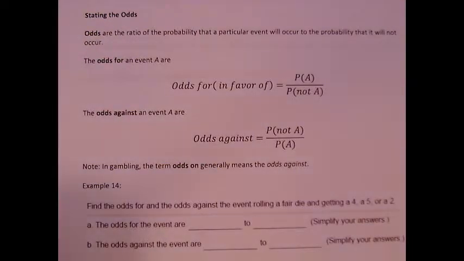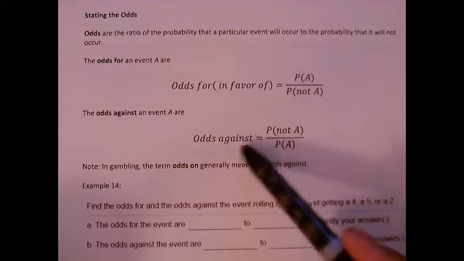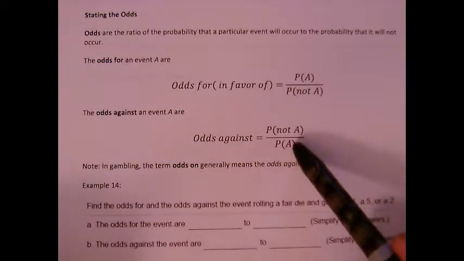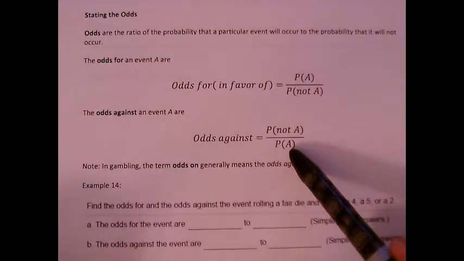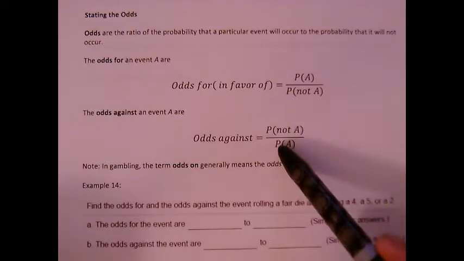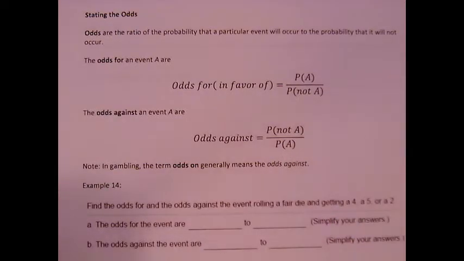And then for the odds against event A, notice you got this. Odds against is going to be the probability where A does not occur divided by the probability of event A occurring. Notice here, the odds against is the reciprocal of the odds in favor of. So once you know the odds in favor of, and you want to find out the odds against, we just take the reciprocal of that.